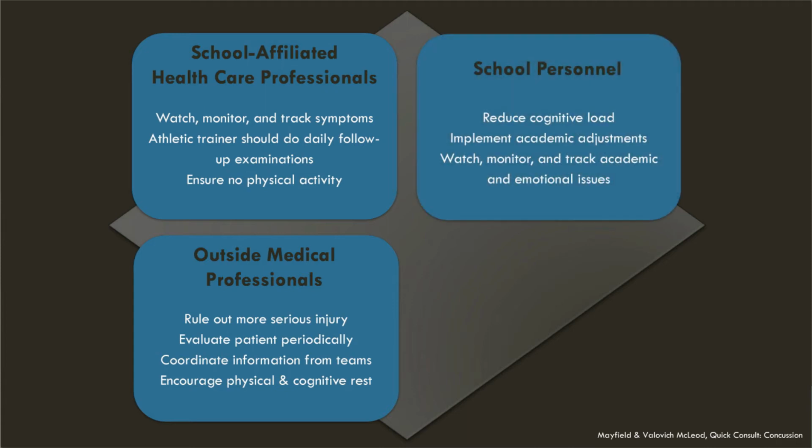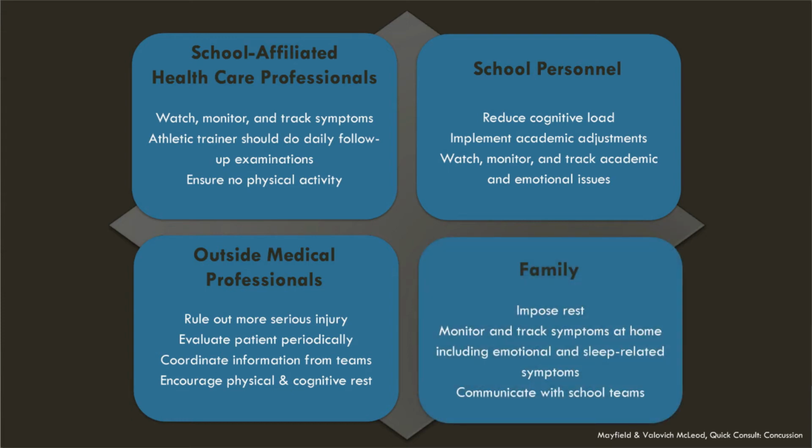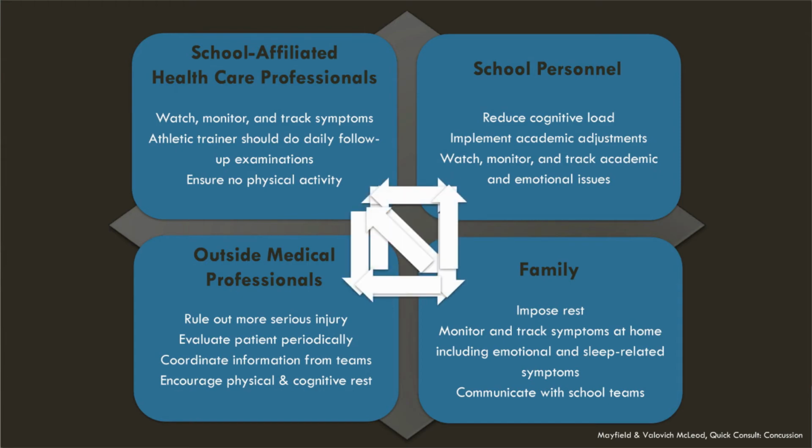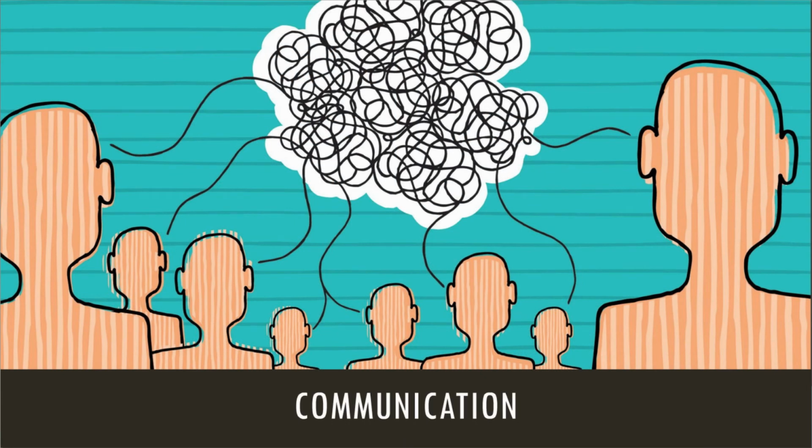The school personnel should be supportive in reducing cognitive load, implementing academic adjustments, and tracking academic and emotional issues throughout the course of recovery. Lastly, the family should impose rest, monitor and track symptoms at home, evaluate and be on the lookout for emotional and sleep-related problems, and communicate information with school teams. The key here is that all of these groups need to be in constant communication with each other to ensure successful recovery of the patient.